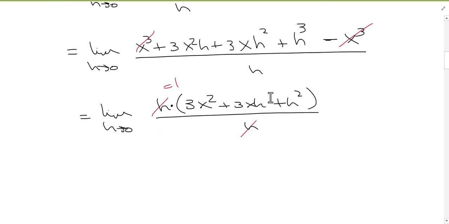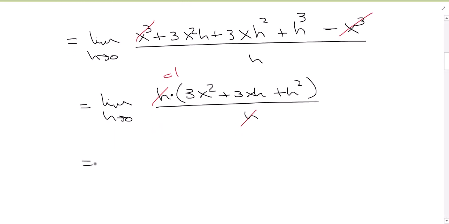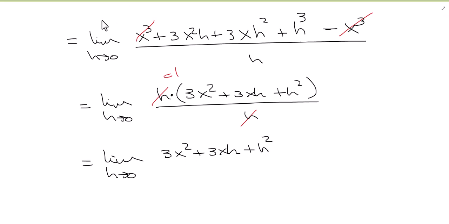So what are we left with? Limit as h goes to 0 of 3x squared plus 3xh plus h squared. And as our h approaches 0, we can take the limit. So plug it in, and those terms are going to be 0 and 0. So I'm just left with 3x squared.